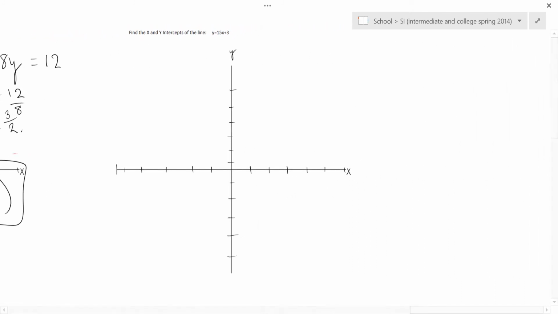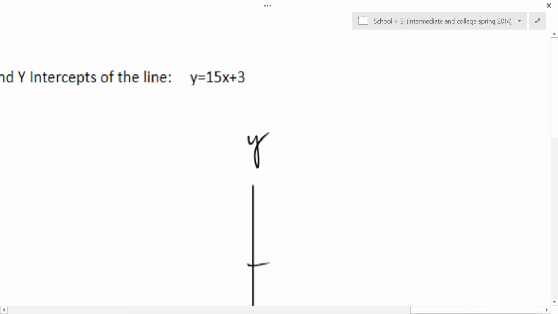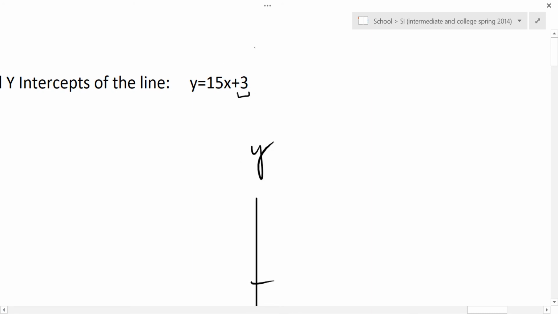Let's see. Find the x and y-intercepts of the line y equals 15x plus 3. Okay. Well, if you know anything about slope-intercept form, that's y equals mx plus b form, you know that b stands for the y-intercept. So you can see here, let's zoom in a little bit, you see here that this is the y-intercept.